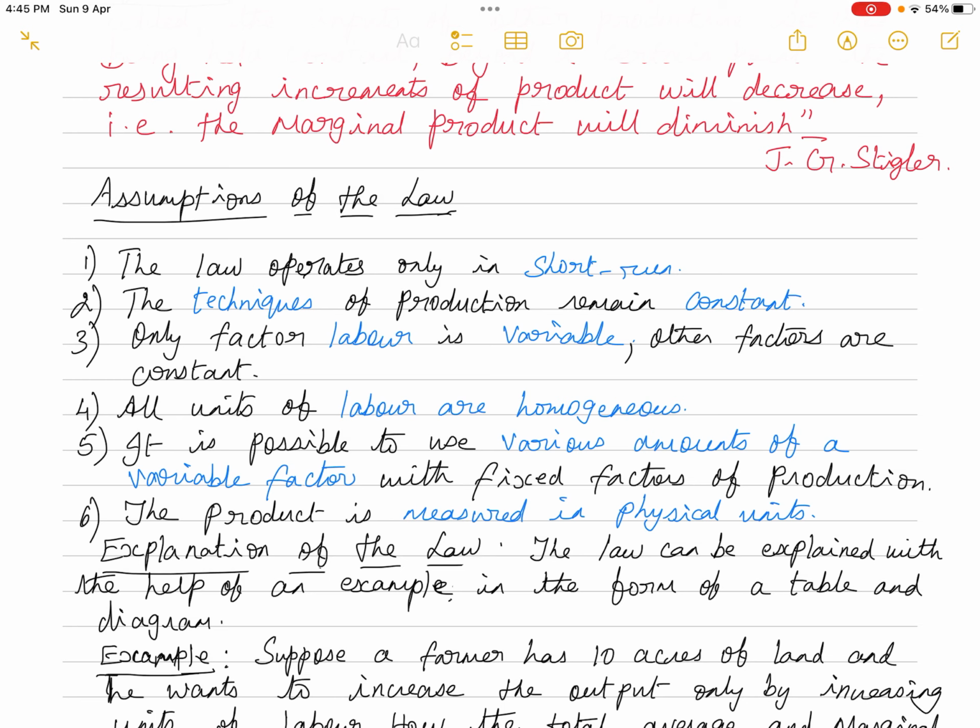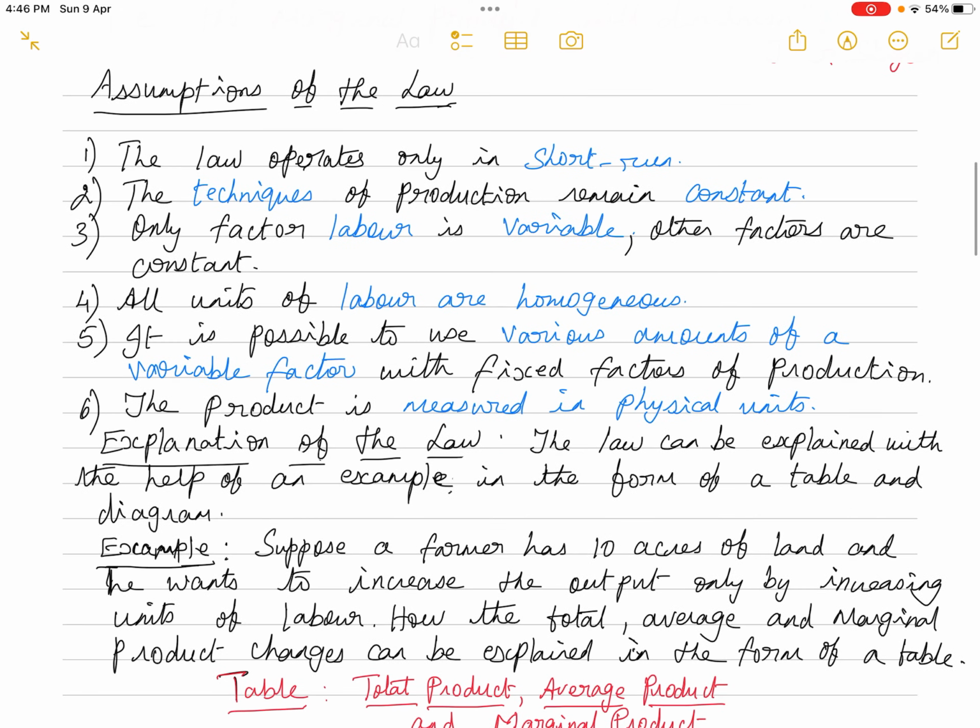Fourth assumption, all units of labor are homogeneous. This is just for the sake of convenience: if the farmer keeps on applying labor force on a piece of land, it is assumed that the second laborer is as efficient as the first laborer, and the third laborer has the same efficiency as the first two. So for the sake of convenience, all the laborers have equal efficiency. So labor is homogeneous.